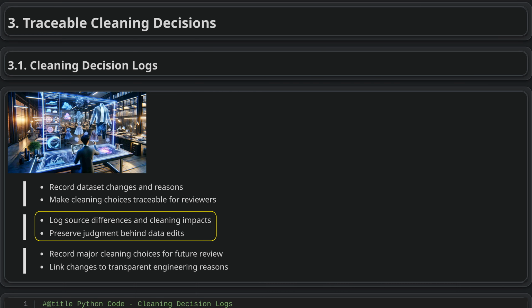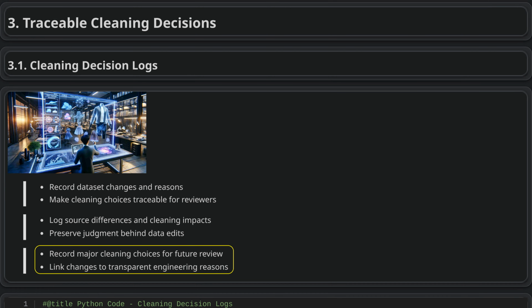Cleaning decision logs help preserve transparency in engineering datasets, where data may come from different sources and carry different uncertainties. They should record key choices, such as unit conversions, gap handling, and the reasons behind those edits. By documenting these decisions clearly, engineers make their judgment traceable and protect the integrity of the dataset.